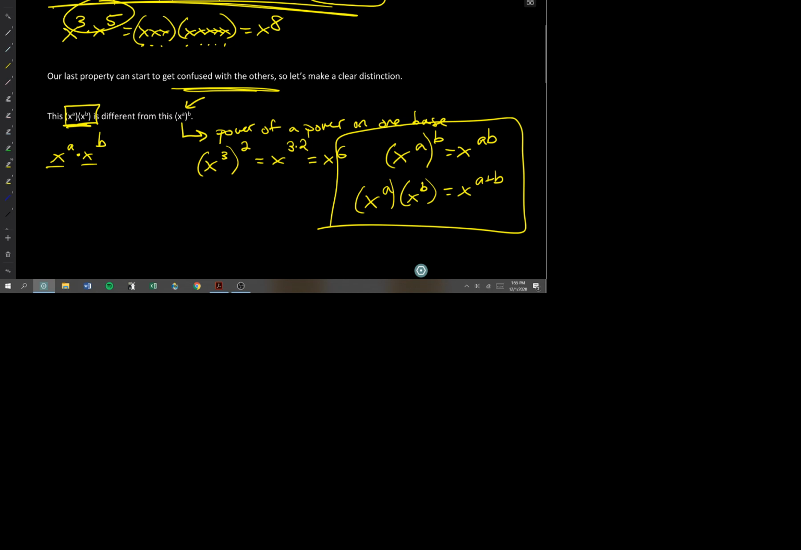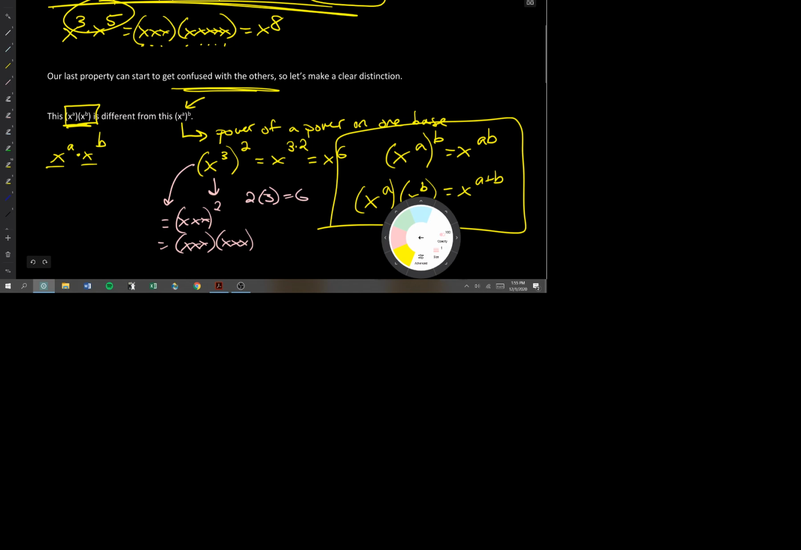Now, we can see why this property works really easily. Again, it's just counting. X to the 3rd means this. All right, that's x to the 3rd squared. So x to the 3rd squared is just this. But squaring something means you multiply it by itself. So really we have 2 groups of 3. 2 groups of 3 makes 6.